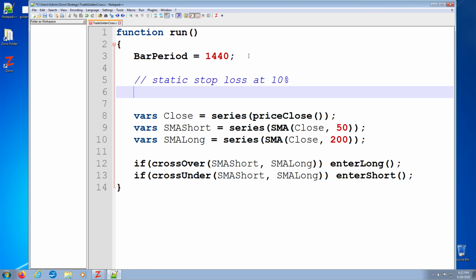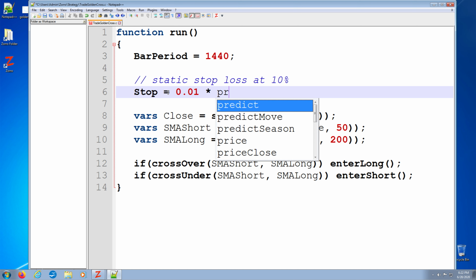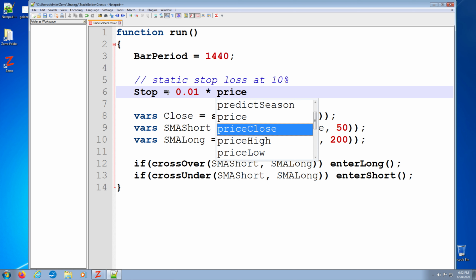Well, look how easy it is to implement this in Zorro. So it's just Stop. It's an internal Zorro variable, like BarPeriod. It doesn't need a type. Zorro already knows the type for its internal variables. So it's called Stop, unsurprisingly. And Stop equals 0.01, what is 0.01? It's 10% basically, so times price close.